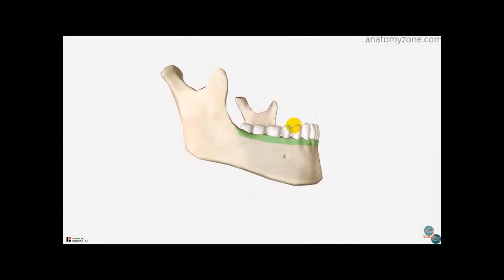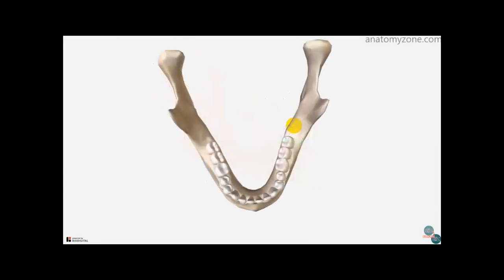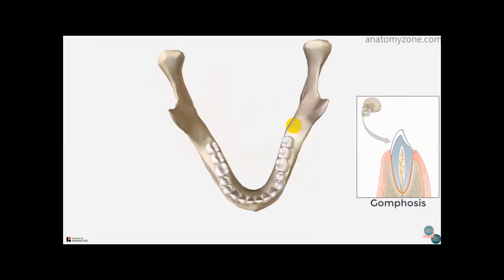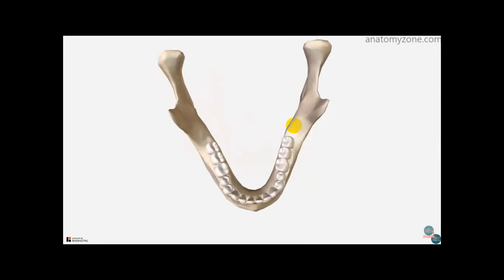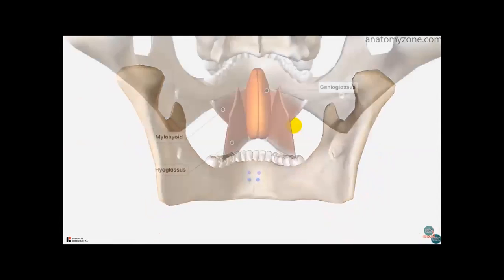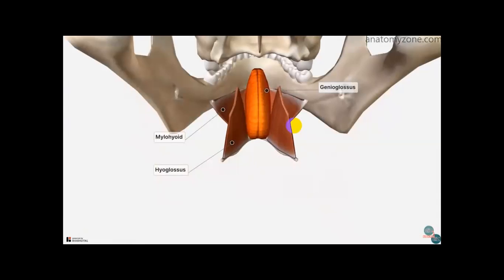The teeth are contained within a specialized type of fibrous joint known as a gomphosis, which is a joint formed between the root of the tooth and the socket formed in the mandible or maxilla. I've just switched to a view of the internal surface of the mandible and will review a few features here. The mental spines are seen either side of the symphysis midline. The superior mental spines provide the attachment for the genioglossus muscle. The inferior mental spines provide the attachment for the geniohyoid muscle.